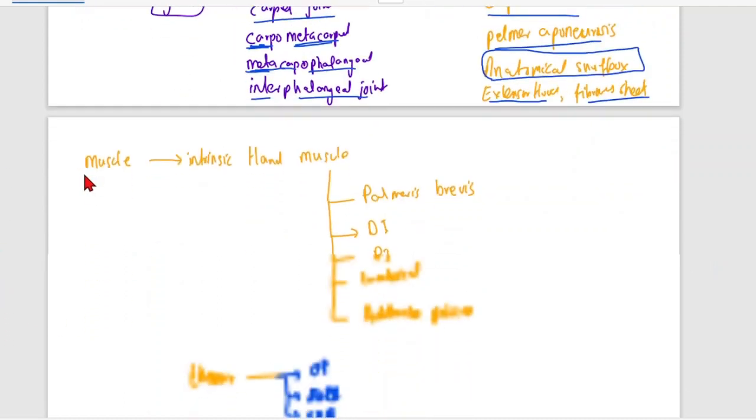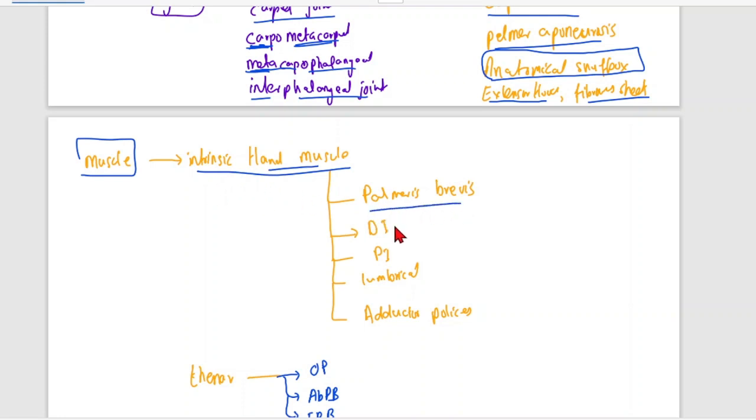Now muscles of the hand are the intrinsic muscles of the hand. Intrinsic means that these muscles are present in the hand, and extrinsic means that the muscles come from the arm or from the forearm, and they move toward the hand. In the hand their tendons etc. are present. Okay, so muscles of the hand are palmaris brevis, dorsal interossei and palmar interossei. Another is the lumbrical. Okay, and another is the adductor pollicis.